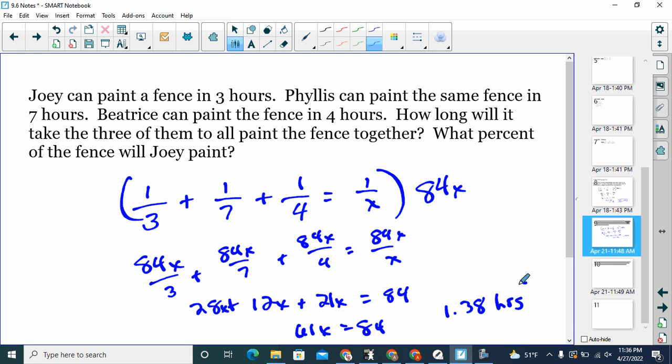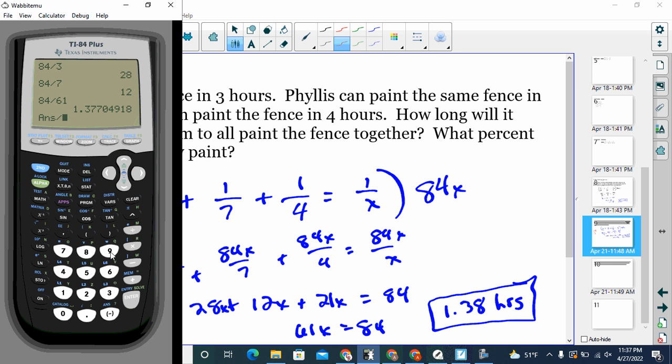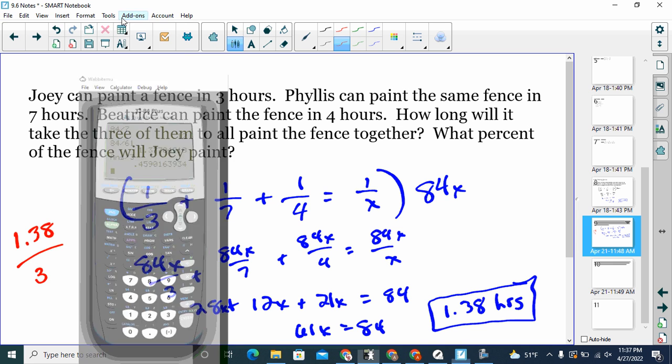To answer the second question, what percent of the job will Joey complete, or what percent of the fence will Joey paint? If they are working together, he is going to paint those 1.38 hours. That is a rounded number. We'll use the exact decimal when we type it into the calculator. So he worked for 1.38 hours out of the 3 hours it would have taken him to complete the entire job. So we want to do 1.38 over 3. If we wanted Phyllis's percent, we would do 1.38 over 7, 1.38 over 4 for Beatrice. So that decimal, there's our 1.38 over 3, which gives us 45.9%.